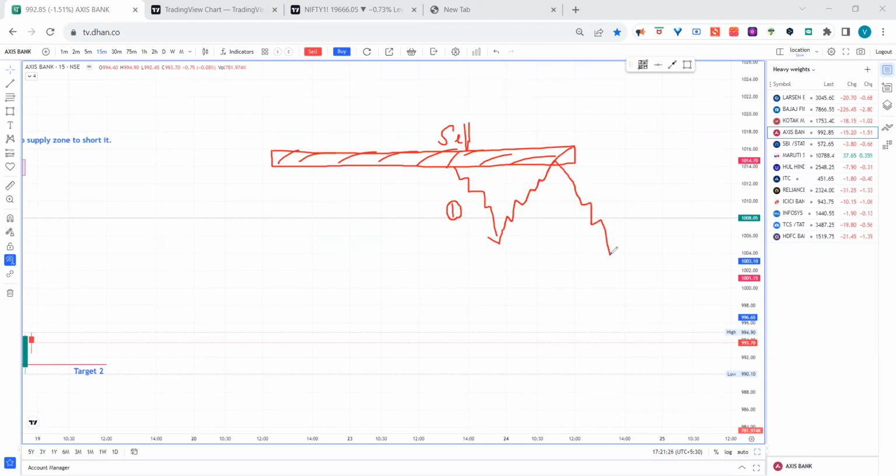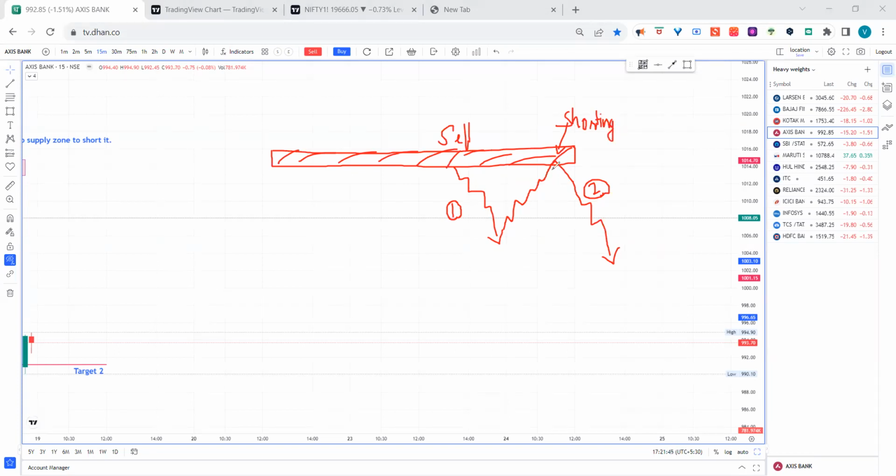and again it is sold into with the same speed, because this is the first leg and this is the second leg. So here comes the shorting point. This is the shorting point of the big institutions.